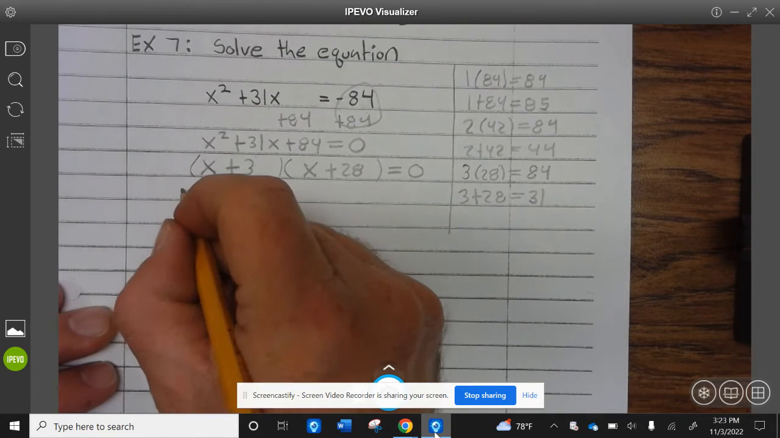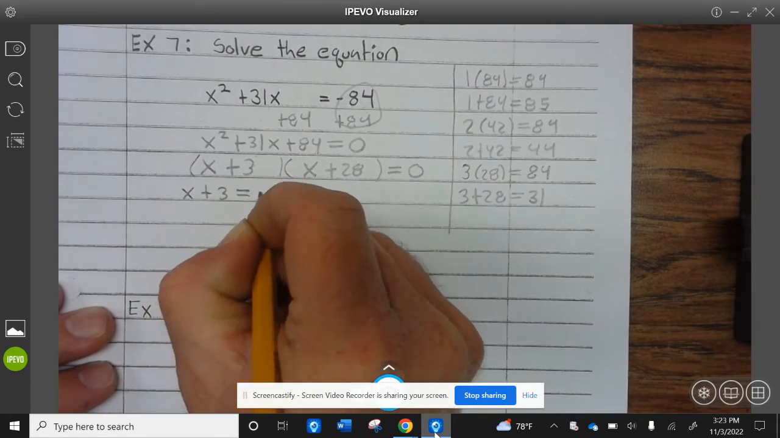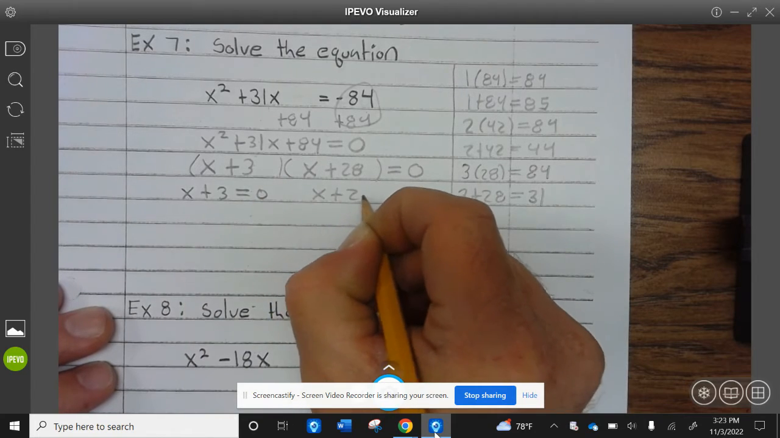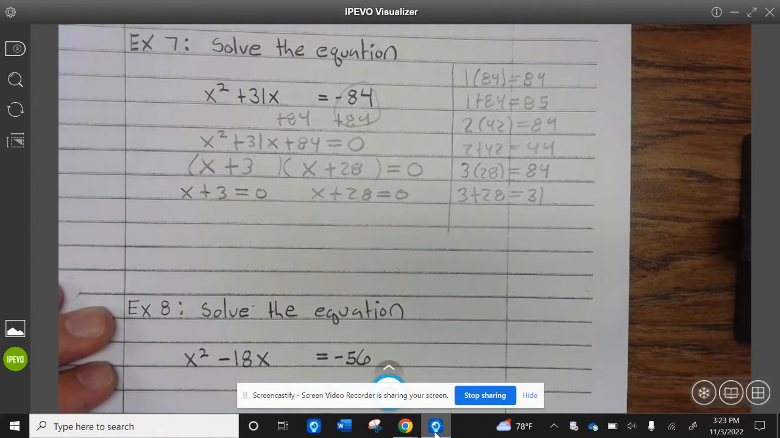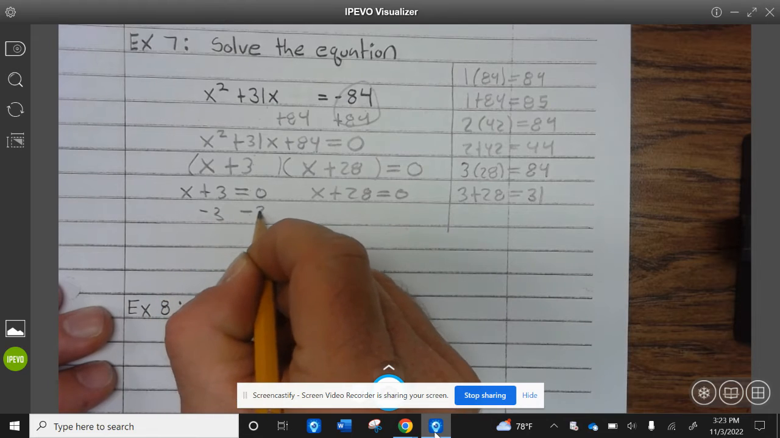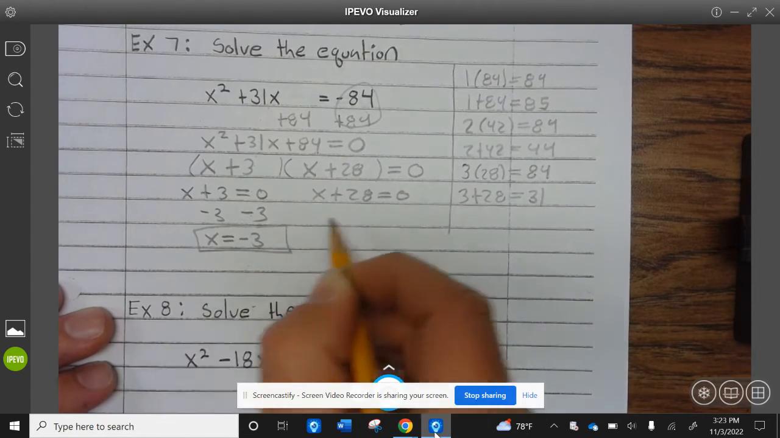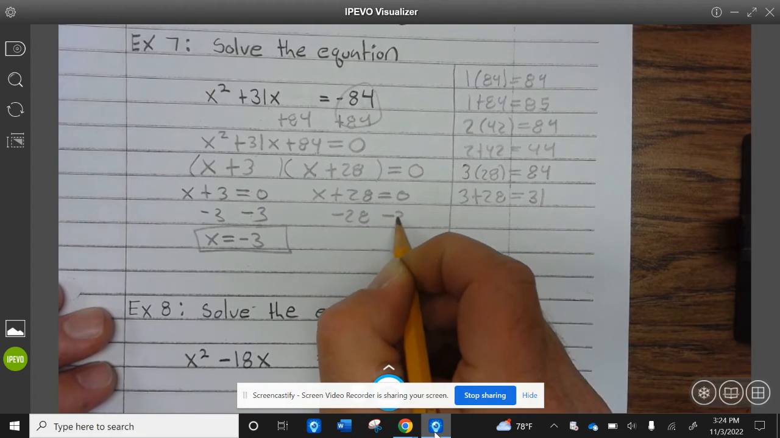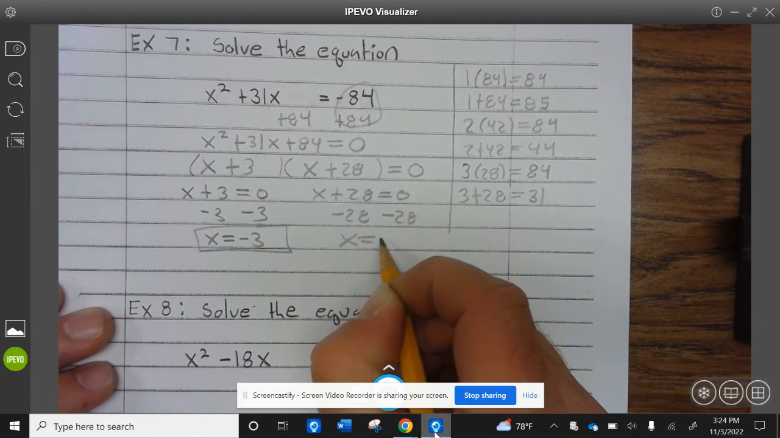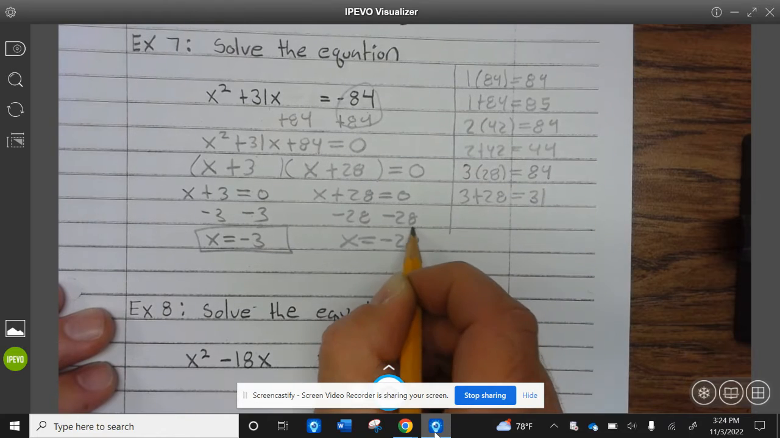Okay, so x plus 3 equal to 0. X plus 28 equal to 0. Subtract 3 from both sides. X equals negative 3. Subtract 28 from both sides. X equals negative 28.